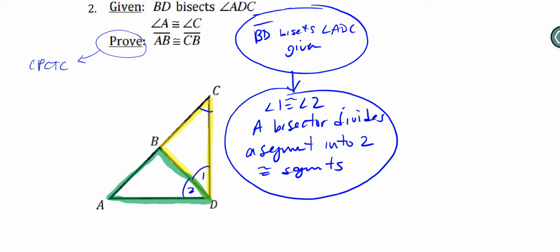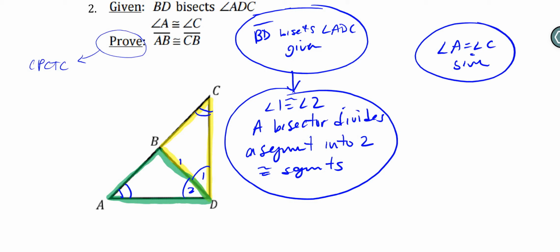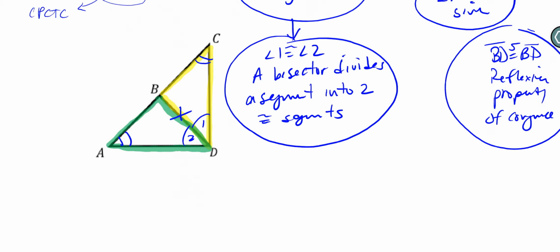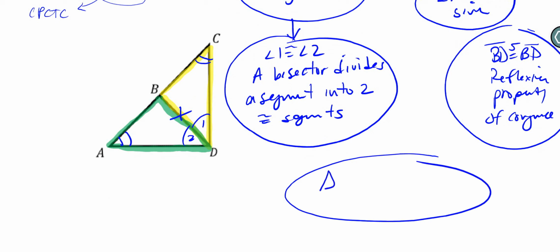The next thing it gives us is that angle A and angle C are congruent. That's just given. No thinking involved there. That's nice. And the last thing we want to look for is the reflexive property. So then I can say BD is congruent to BD by the reflexive property of congruence. Then I can say the two triangles are congruent. So I could say triangle ADB is congruent to triangle CDB.